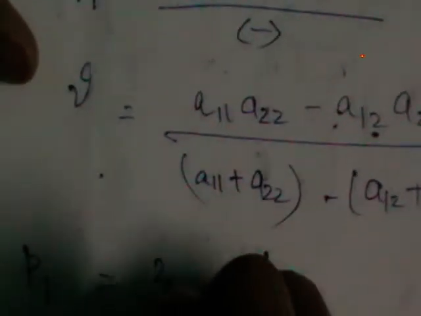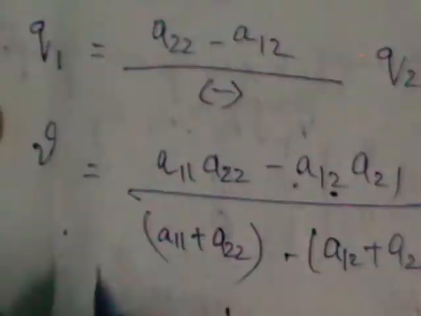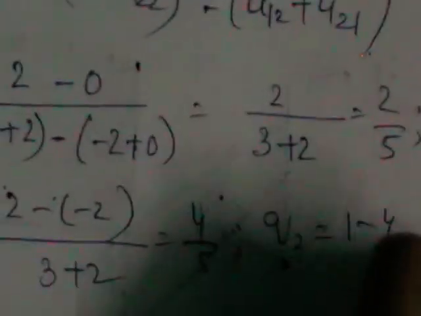So let us find out P1 here. What is A22 here? This is 2 minus A21, which is 0, by A11 plus A22, 1 plus 2, minus A12 plus A21, minus 2 plus 0, which is nothing but 2 by 3 plus 2, which is 2 by 5. What is P2 here? 1 minus 2 by 5, which is 3 by 5. What is Q1? Q1 is A22 minus A12, which is 2 minus of minus 2, by the same denominator 3 plus 2, which is 4 by 5. Q2 is 1 minus 4 by 5, which is 1 by 5.